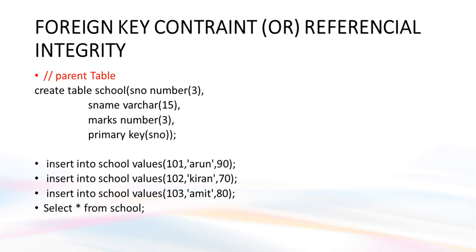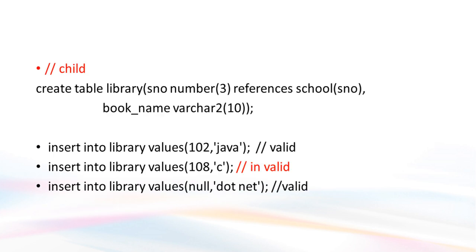Okay. Now I'll create the child table. See, now column names are very important here: S number, S name, marks. S number is a primary key. Now come to the child. In the child, create table library. Library is a child table which contains two columns. One is S number, one is book name. S number is referring to the parent table, that is school's S number.